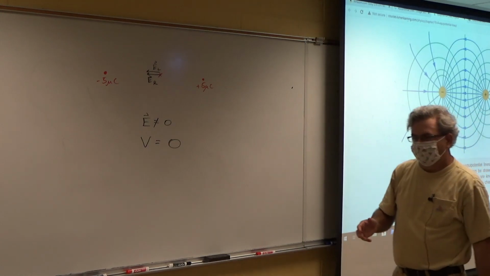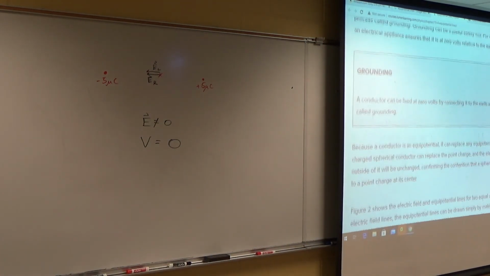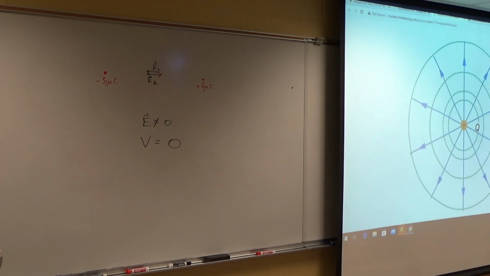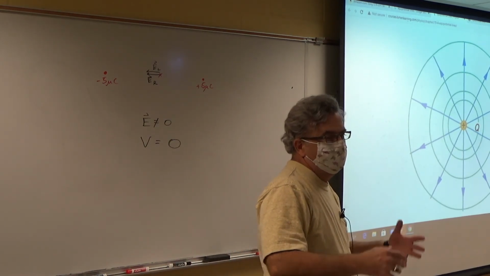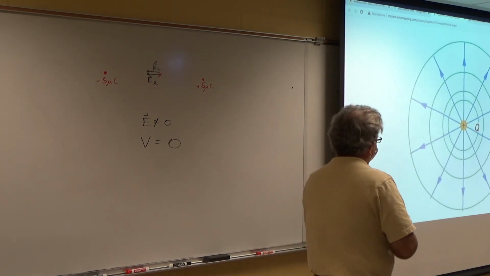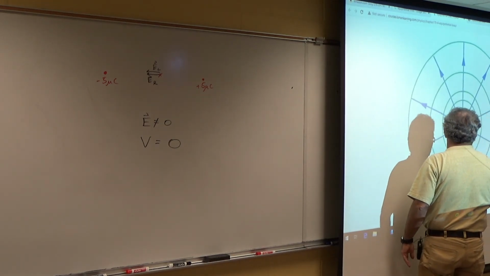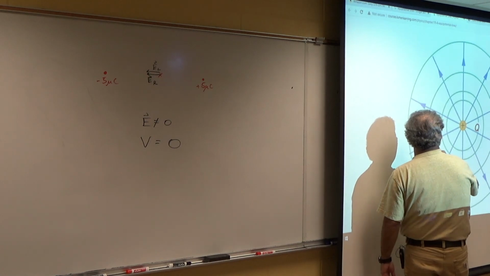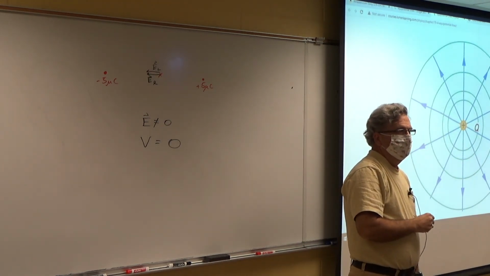The simplest, I think, is a positive point charge. The equipotentials are concentric spheres, or spherical shells. I can move along this, never changing my potential, but if I move along here, you're changing the potential, okay? We'll talk more about that.